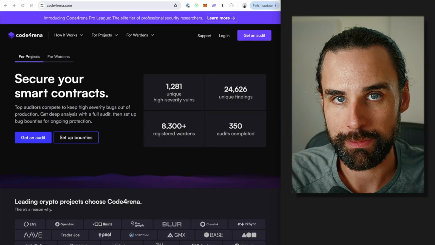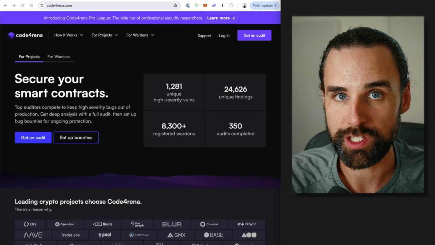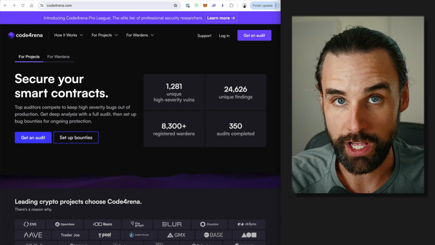All right, so the next way to make money as a blockchain developer is to become a smart contract security auditor. So what is that? Well, basically, you are the person that's checking to make sure that smart contracts don't have critical bugs inside of them before they get deployed out there in the wild, and maybe even checking ones that are already deployed.